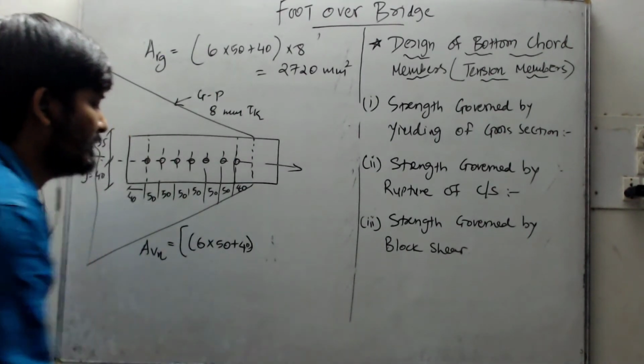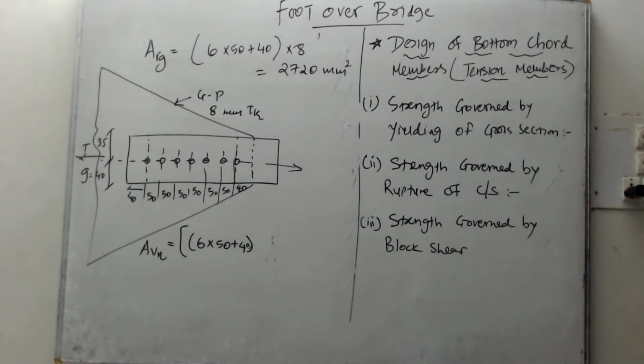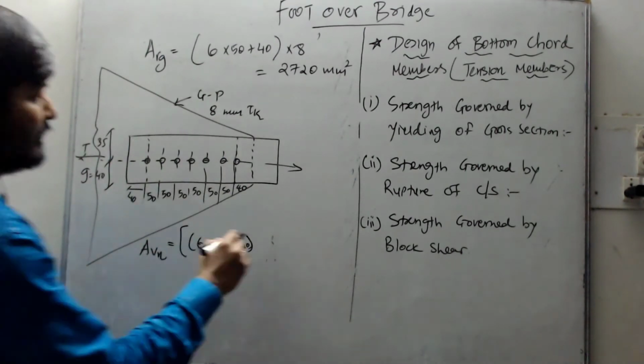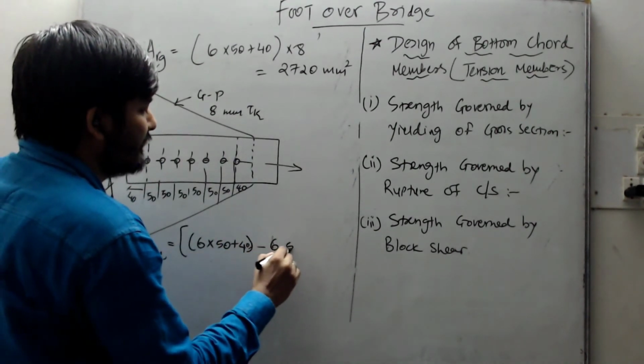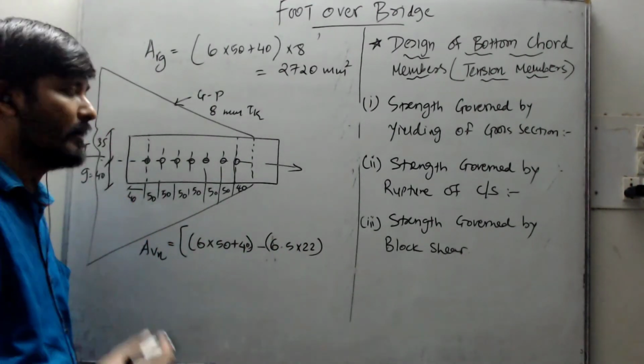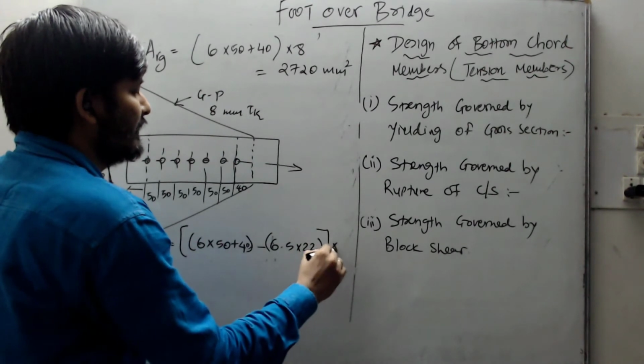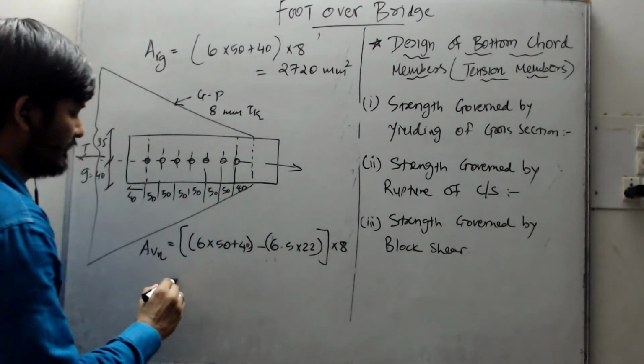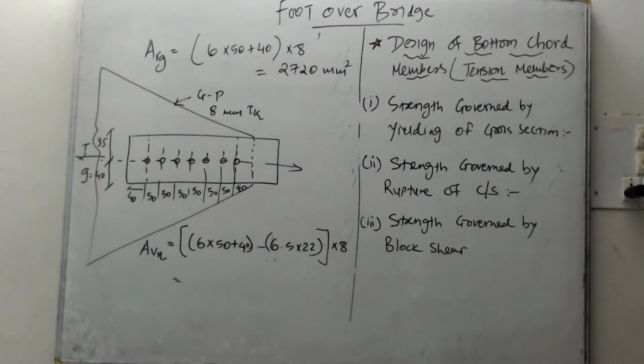6 multiplied by 50 plus 40 minus 6.5 into 22, and this is where we are reducing the bolt hole diameter, and multiply by 8. We are reducing the bolt hole diameters, right? So this is net area. The first one was gross area. So in net area we need to deduct the bolt hole diameters also. So this will get us 1576 mm square.